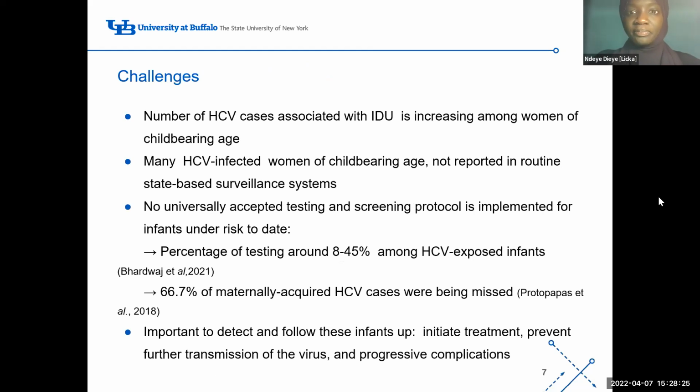So, some challenges we have. The first one is that the number of HCV cases associated with injection drug use is increasing among women of childbearing age. Second, many HCV-infected women of childbearing age are not likely to be reported in state-based surveillance systems. Also, there is no universally accepted testing and screening protocol implemented for infants at risk to date. As a result, the percentage of testing at the national level in the US is around 8 to 45% among HCV-exposed infants. Also, a study conducted in 2018 in Cincinnati showed that 66.7% of maternally acquired HCV cases were being missed.